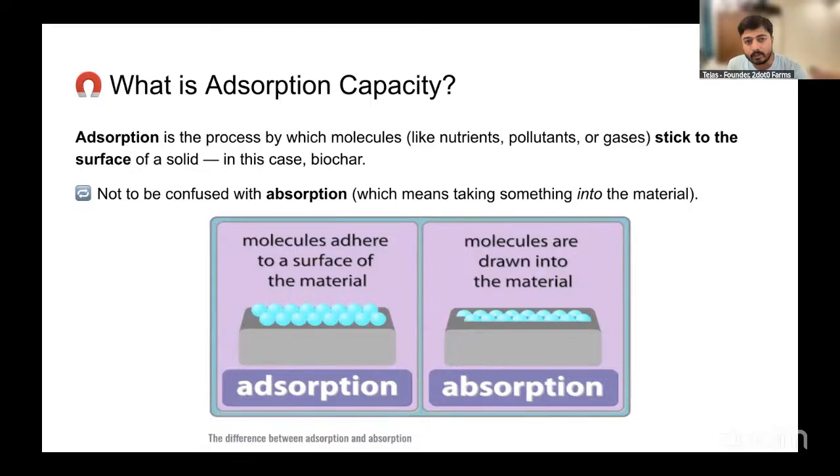So we look at what adsorption capacity is. If someone remembers, in the first biochar series we had the same image present, which basically shows the difference between adsorption and absorption. Absorption is when molecules are drawn into the material, and adsorption is where molecules are on the surface of the material, readily available for something that has a better use for that material. So adsorption is a process by which molecules stick to the surface of the solid, in our case, biochar. It should not be confused with absorption, which means something is taken in and utilized.